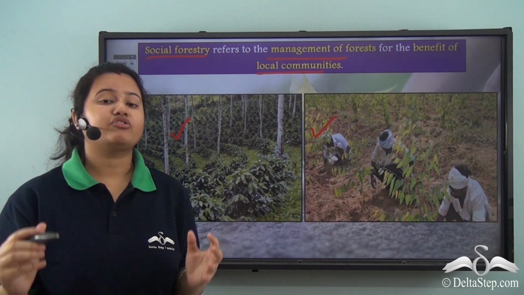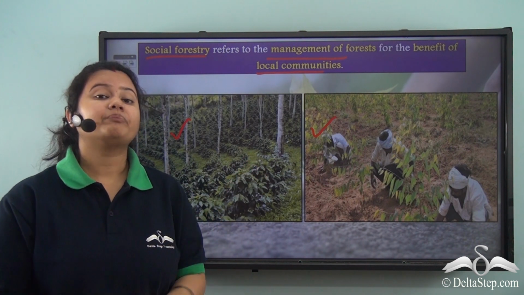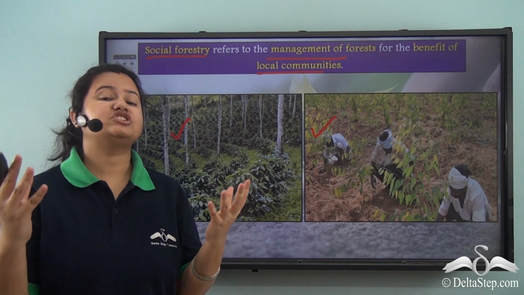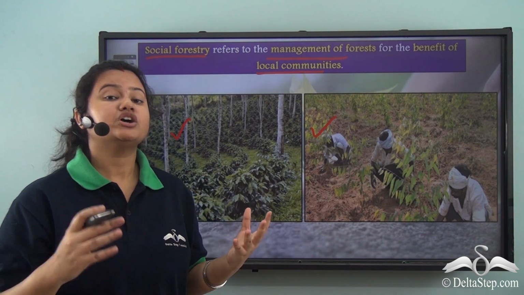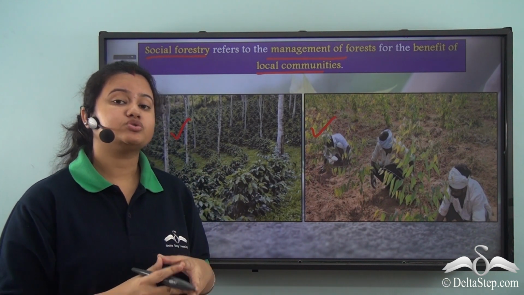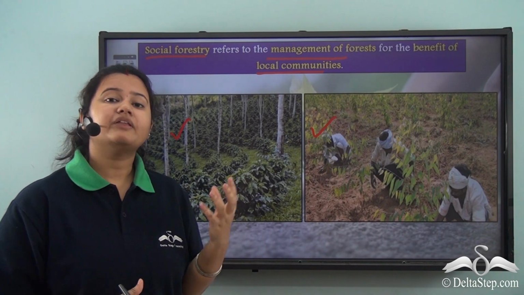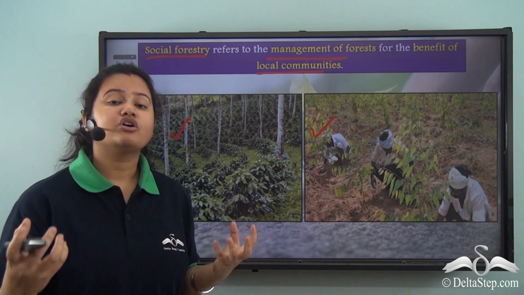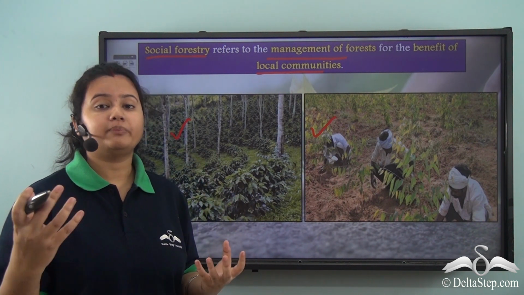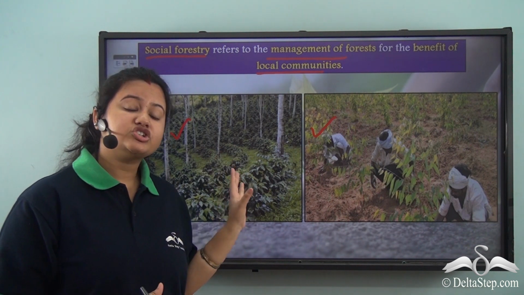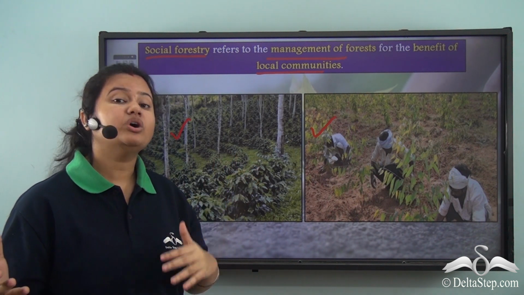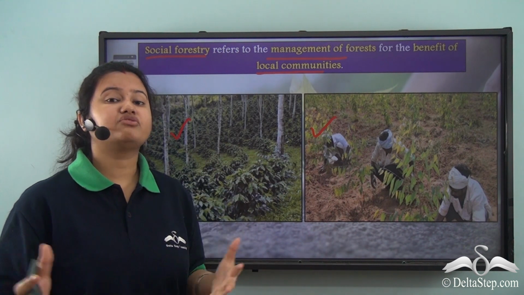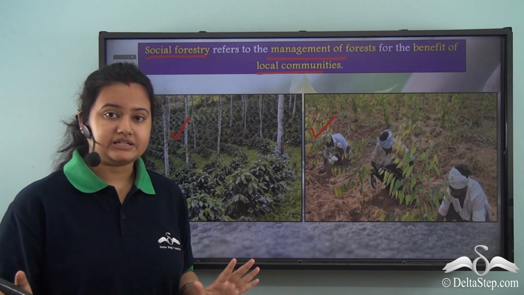The main objective of this policy is to promote or increase the vegetation cover and also to meet the needs of local communities, to create employment for them and also to improve their living standards. Under social forestry, mostly the barren or fallow land is used for planting fuel wood or fodder plants. In this way, the original or native forests are protected from being exploited, and also the needs of local communities for fuel wood and fodder are satisfied.